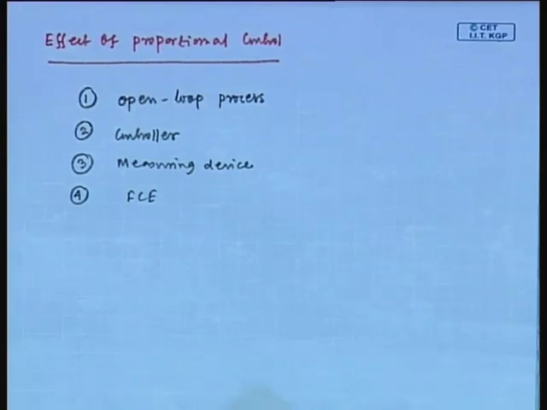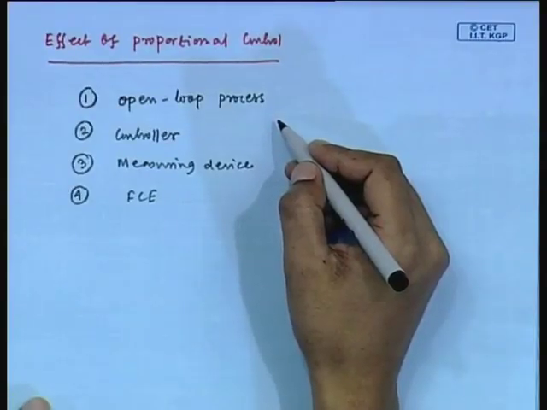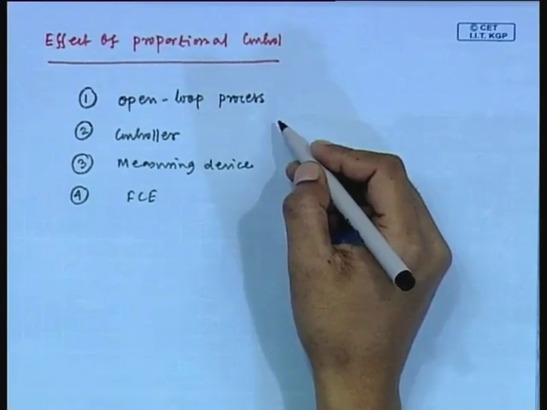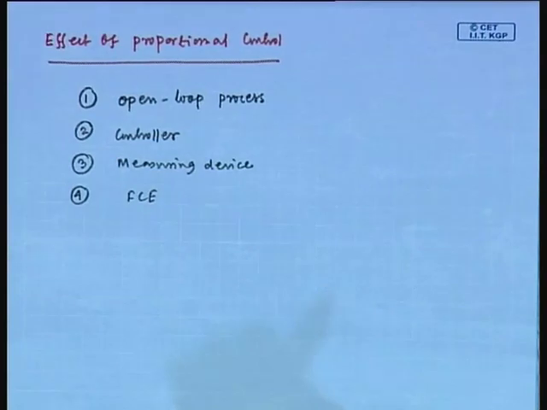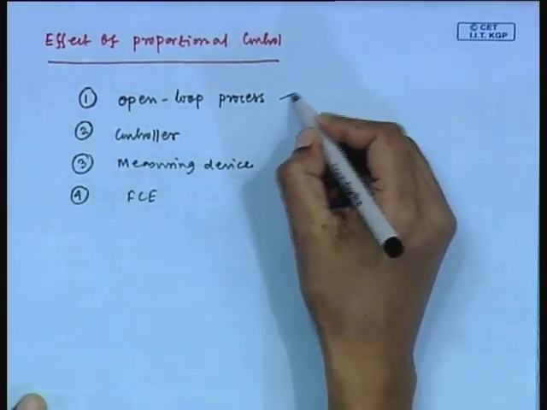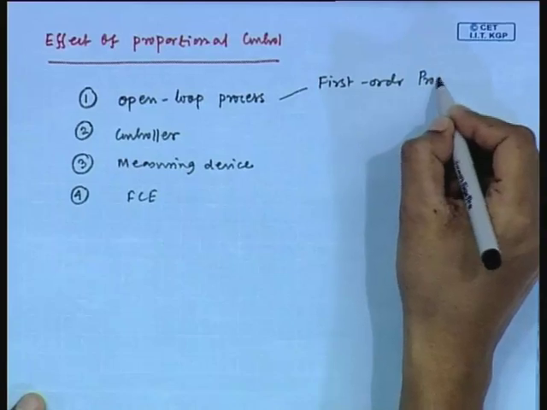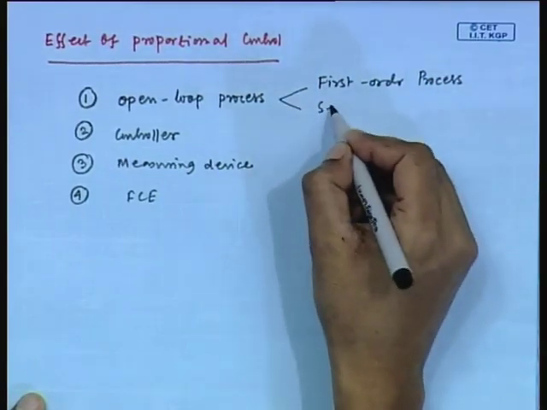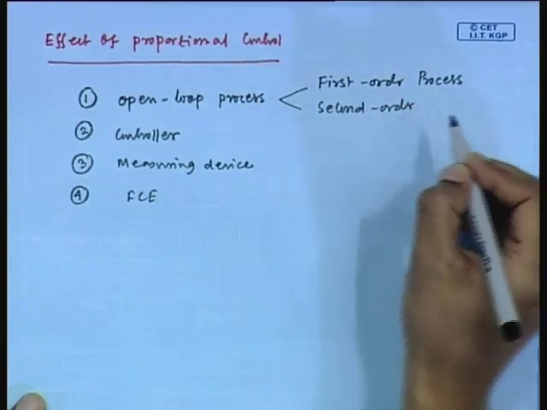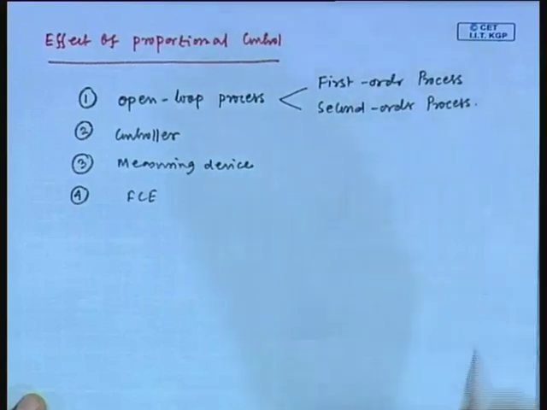So, for observing the effect of proportional controller, we need to consider a process, that is open loop process. Now, to close the loop, we need to include the controller, the measuring device and final control element. So, what open loop process will we consider? We will consider two processes, one is first order process and second one is second order process, and we will discuss one by one. So, first we will consider first order process. Next we will consider second order process.